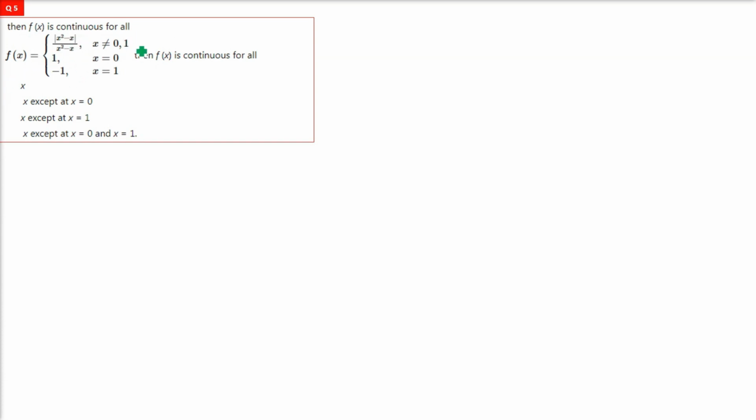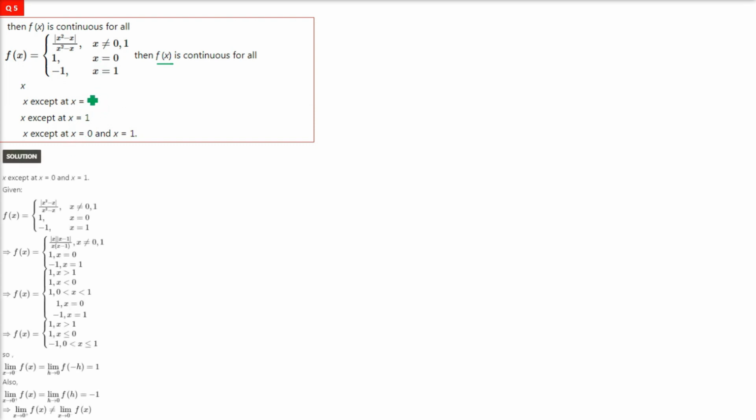Now question number 5. f(x) is continuous for all x, and we have the points of concern as x equals 0 and x equals 1. For that, in this type of question, we have to really understand the concept of modulus. So this is a number line, and there are 2 points, 0 and 1.